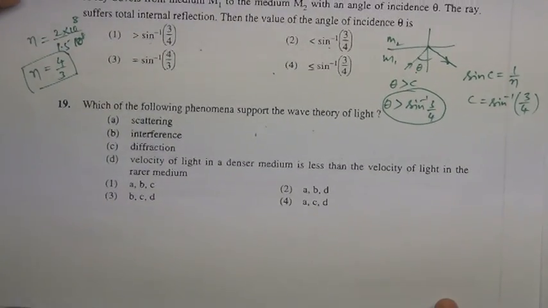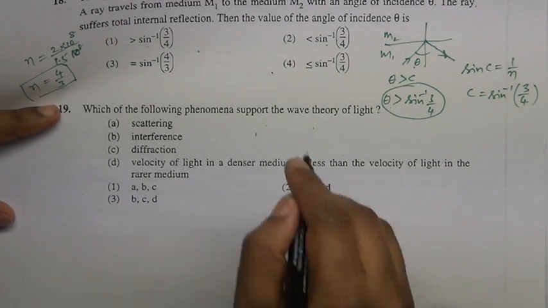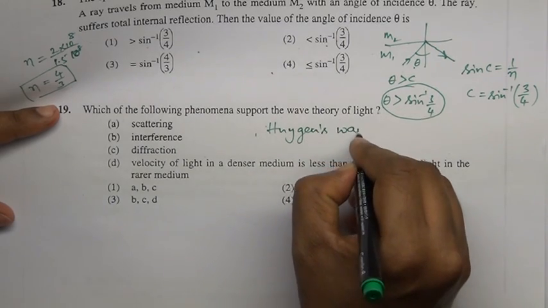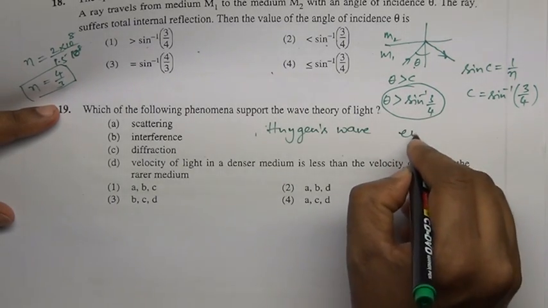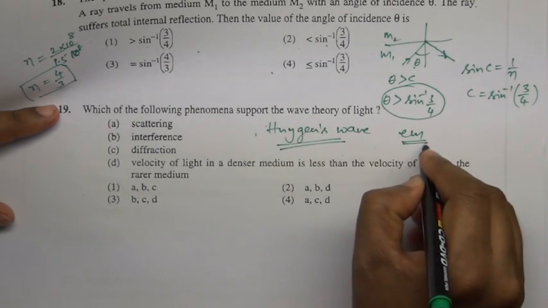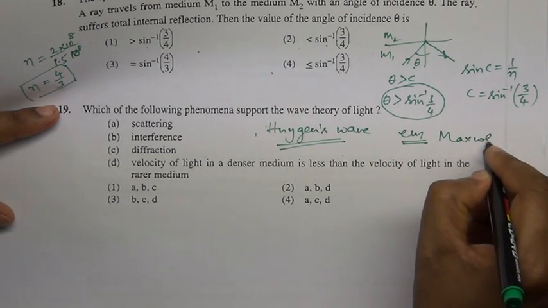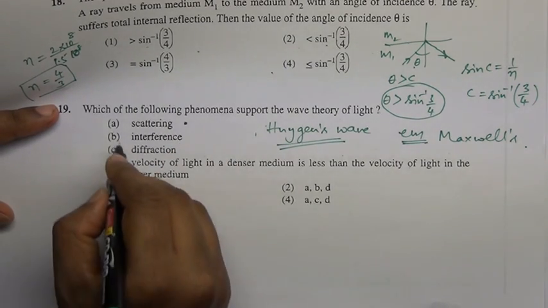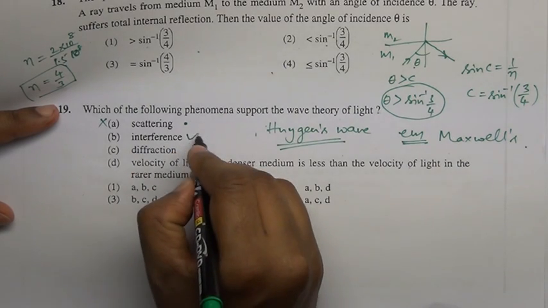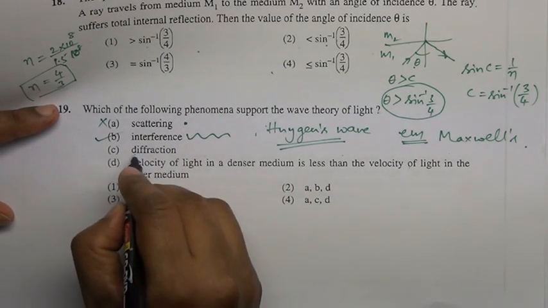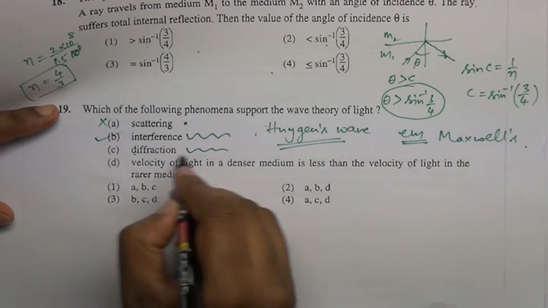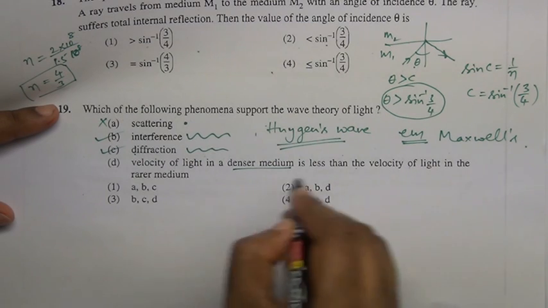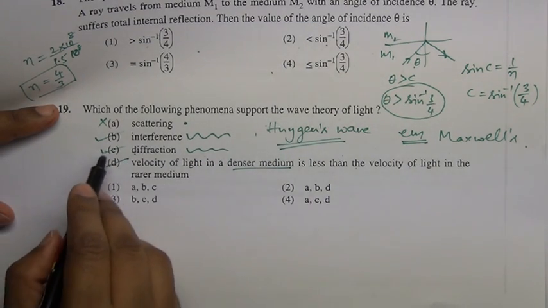Which of the following phenomena support the wave theory of light? Wave theory of light means Huygens wave theory. Unless it is mentioned electromagnetic, it is Huygens wave theory. If it is electromagnetic, then it is Maxwell's. Okay. Scattering of light is a particle nature. So this is not the answer. Interference can be explained using wave nature. Diffraction can be explained using wave nature. Velocity of light in denser medium is less than velocity of light in rarer medium. True. So BCD.